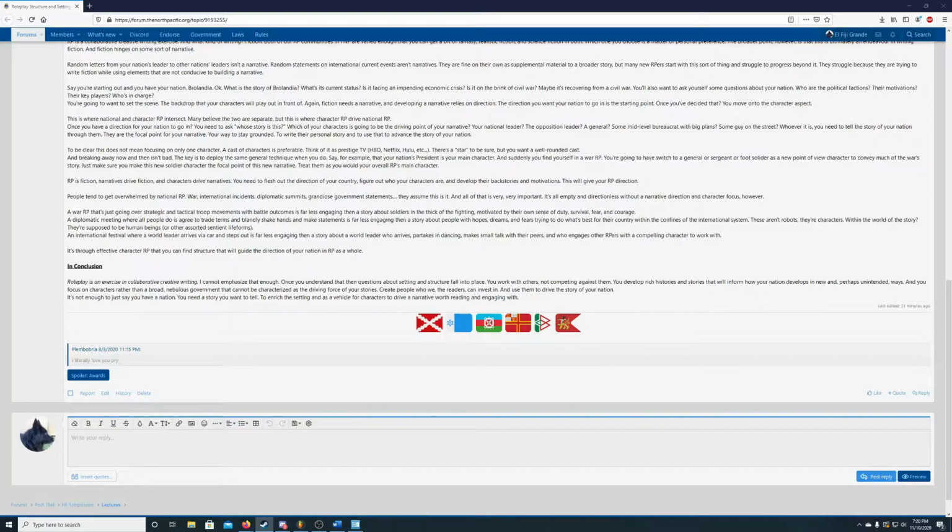An international festival where a world leader arrives via car and steps out is far less engaging than a story about a world leader who arrives, partakes in dancing, makes small talk with their peers, and engages with other RPers with a compelling character to work with. It's through effective character RP that you can find structure that will guide the direction of your national RP as a whole. In conclusion, I'm going to say it again, roleplay is an exercise in collaborative creative writing.